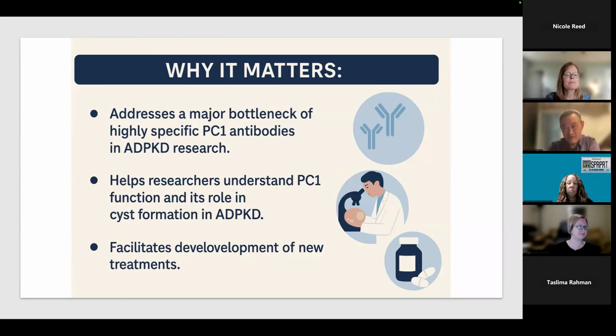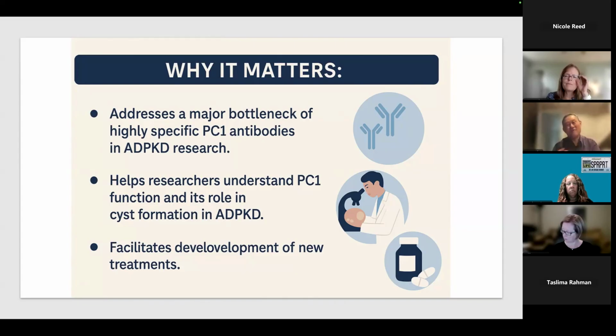Okay, so in the end, I will say why the work matters. Again, it's only the antibody; the vector, I didn't even touch. Next time we may talk about it. Why does it matter? Because I believe our new antibody addresses a major bottleneck: a highly specific PC1 antibody in ADPKD research. So finally, we have an antibody which we are confident sees the protein very reliably, as opposed to an antibody which is dirty.